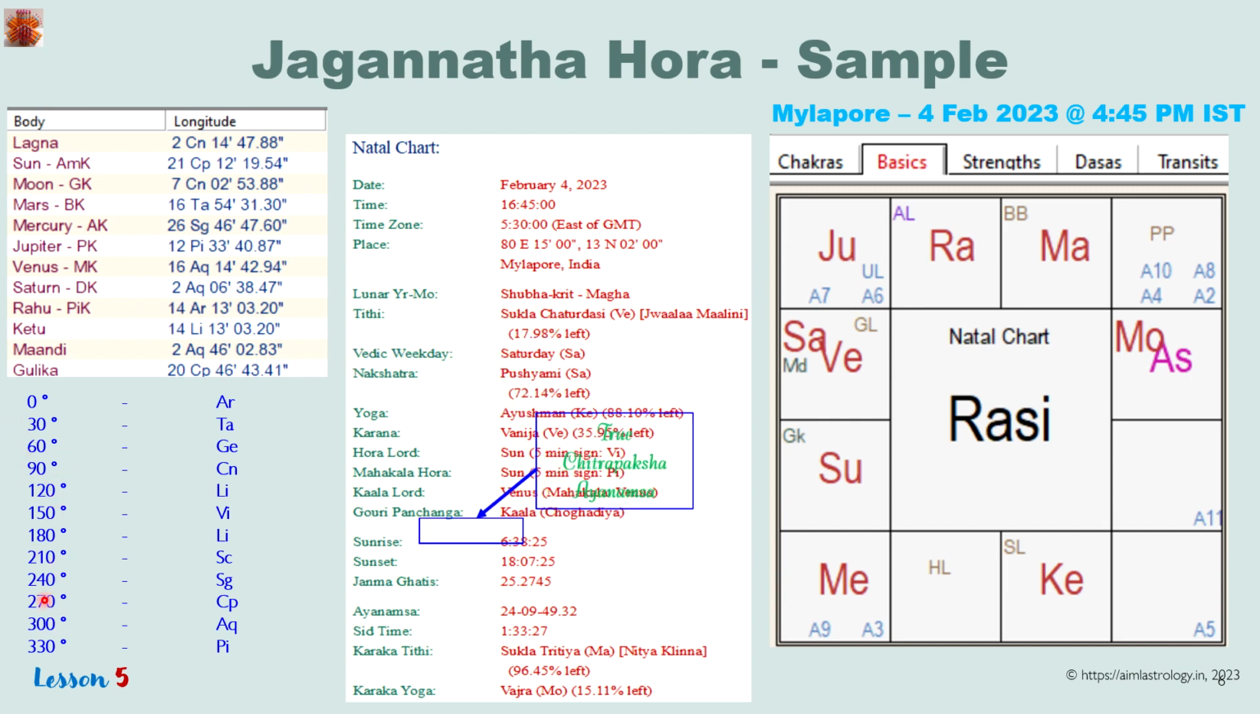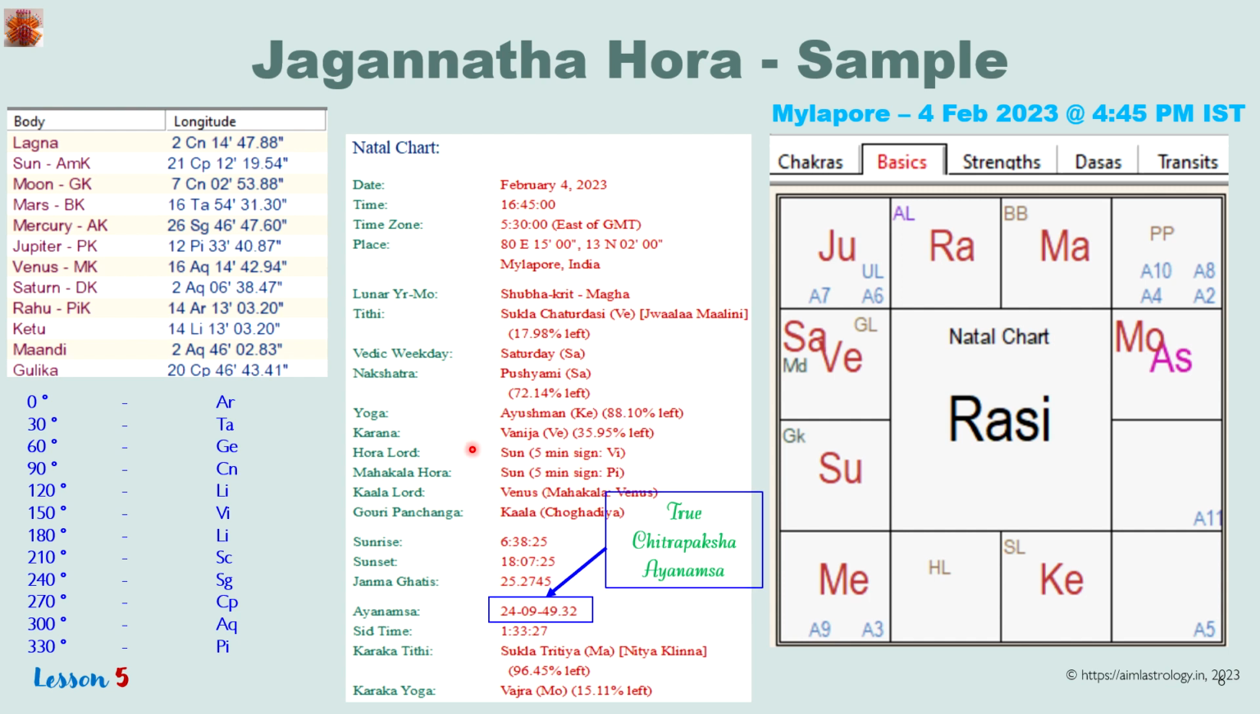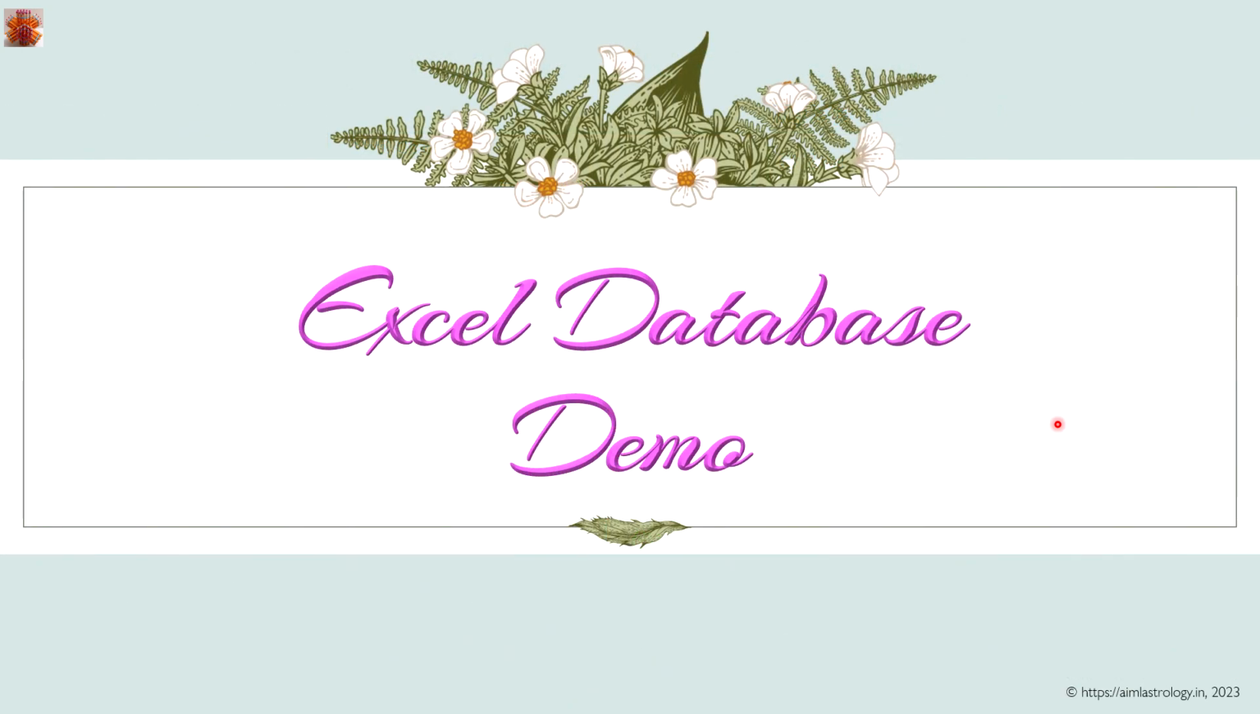Now let us move on to the other table shown here. Whenever you cast a horoscope, as you might have seen in the previous video, you will find out the date, time, coordinates. You will also have something called an Ayanamsa. In our case, I have used the true Chitrapaksha Ayanamsa. Now let's move on to the Excel database demo.